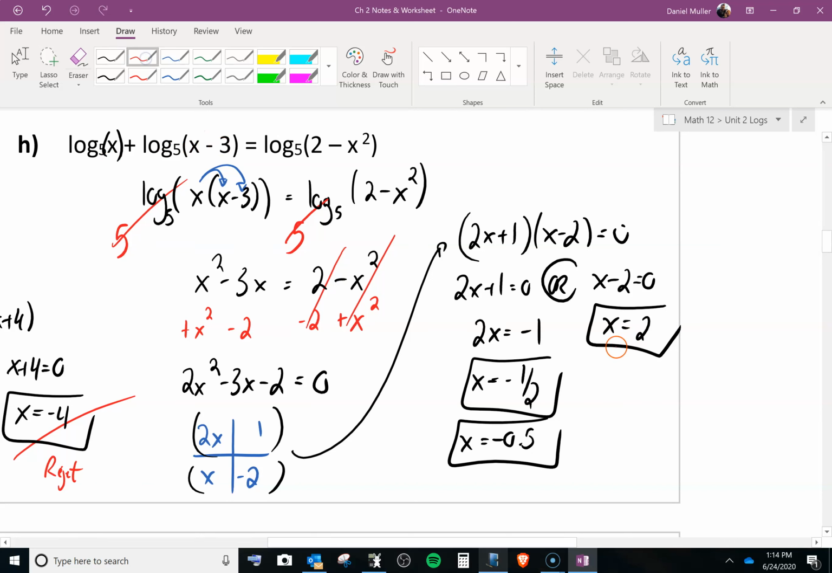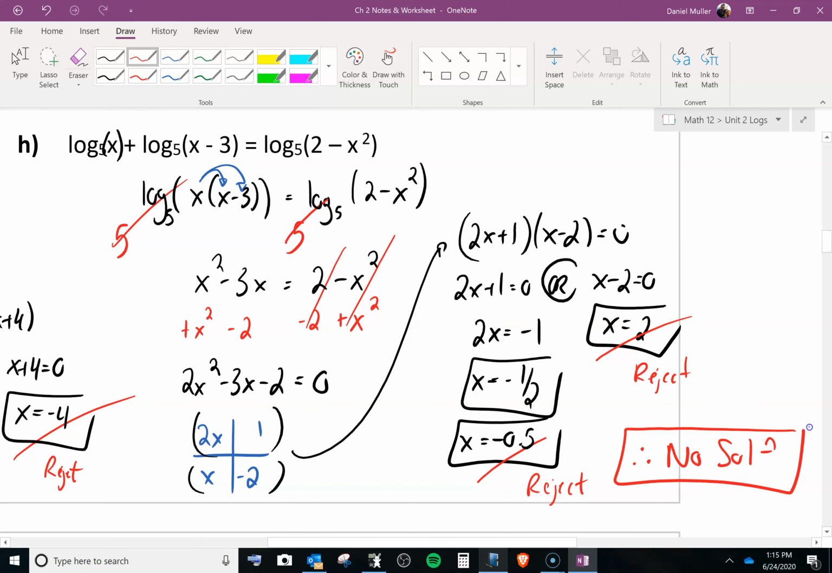Negative 0.5. Look, if you put that into here, it becomes a negative 0.5. So it fails there. If you put it into here, negative 0.5 and negative 3 is negative 3.5. It fails twice. Okay, so that's rejected as well. So therefore, there's actually no solution. There's no answer to that one.